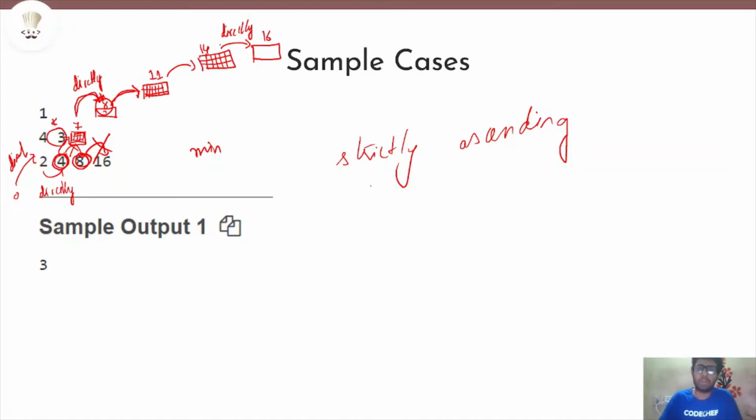From 11, she will jump to 14, which is a direct jump because 14 minus 11 is 3 and 3 is less than or equal to 3. So from 8 to 11 it's a direct jump, from 11 to 14 it's a direct jump. Now from 14 to 16 it is again a direct jump because the difference is less than or equal to 3. So we have constructed 3 steps. We have constructed this step and this step. The output is 3.